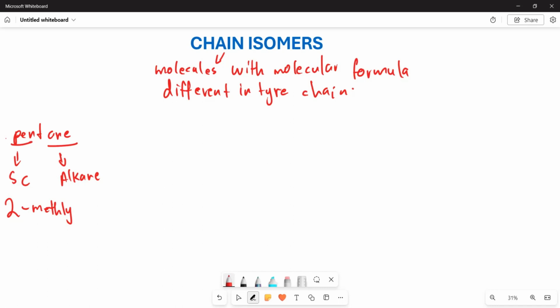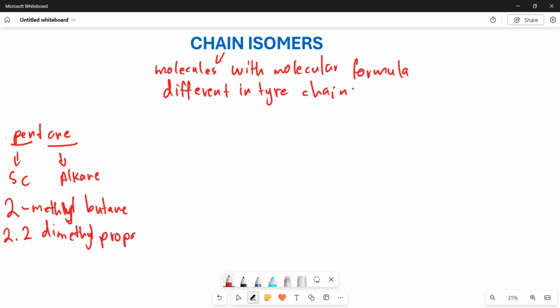Let's say this is 2-methyl, this is Y, then your L, and then methyl butane. Let's say I give you a 2-methyl butane, and also I give you the last one, which is going to be what? Which is going to be 2,2-dimethyl, right? Dimethyl and what? This is 2,2-dimethyl propane.